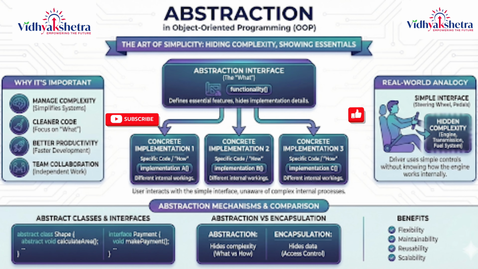In today's lecture, we are going to discuss the fourth and final pillar of object-oriented programming, known as abstraction. Abstraction is one of the most powerful concepts in OOP because it helps manage complexity in large software systems. While encapsulation focuses on data protection, inheritance focuses on reuse, and polymorphism focuses on flexibility, abstraction focuses on simplicity and clarity. By the end of this lecture, you will clearly understand what abstraction is, why it is needed, how it works, and how it is used in real-world and software applications.